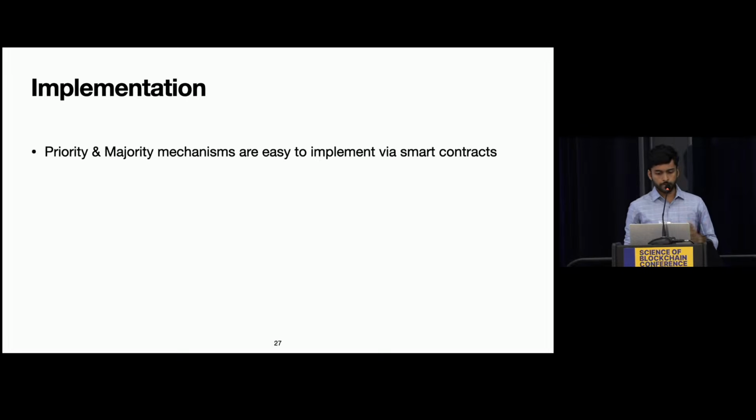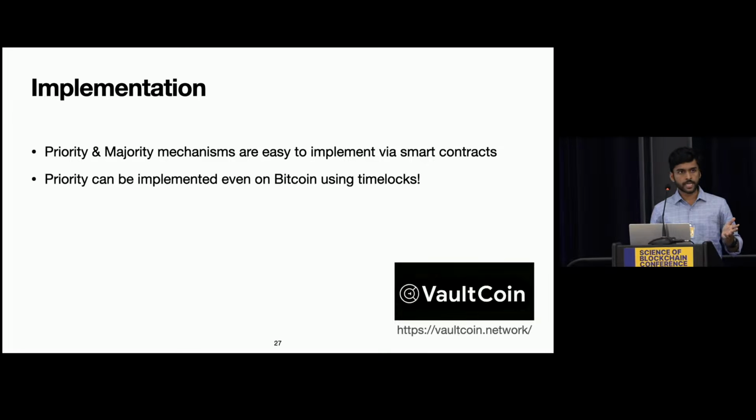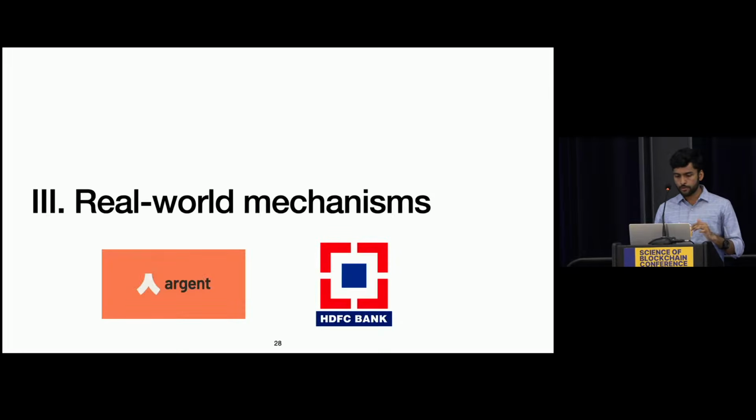Lastly, all our mechanisms are fairly easy to implement on many chains, especially if your chain has smart contracts. It's fairly straightforward to implement. And in fact, the priority mechanism can even be implemented on Bitcoin using time locks, and there is a company that is trying to do that, if you're interested to check out. So with that, I'll go into our real-world evaluation of all these mechanisms against some existing mechanisms.